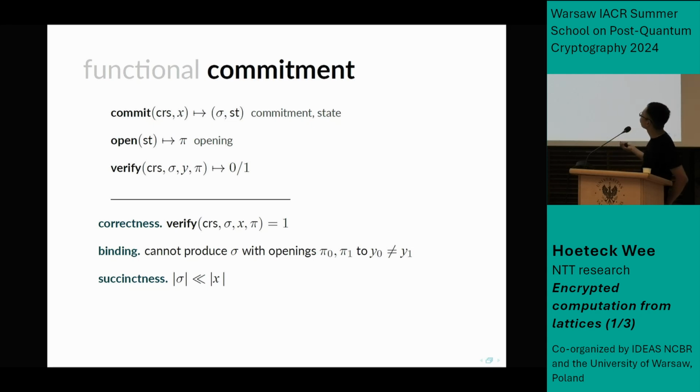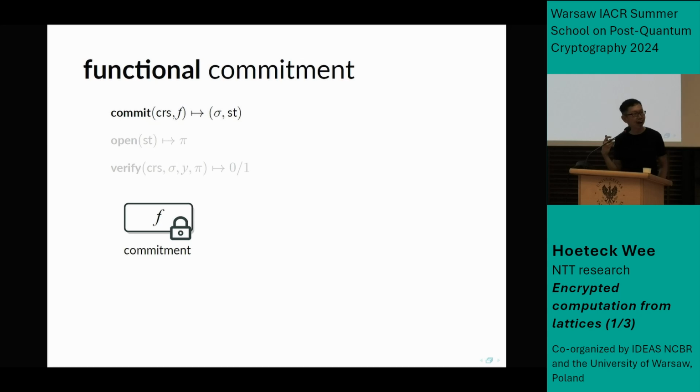So we're going to be interested in a strengthening that we call functional commitment. And here, instead of trying to commit to a string, you want to commit to a function. Think of a function as a big function, like a polynomial or a multilinear polynomial or a circuit. But think of it as basically a polynomial. The f is going to be much bigger than the input.